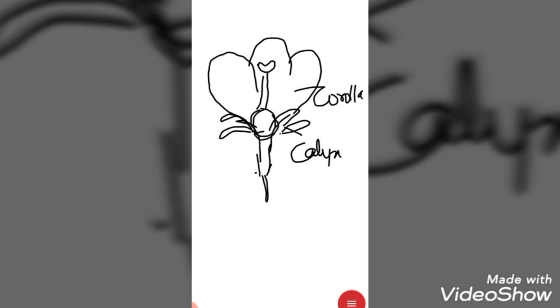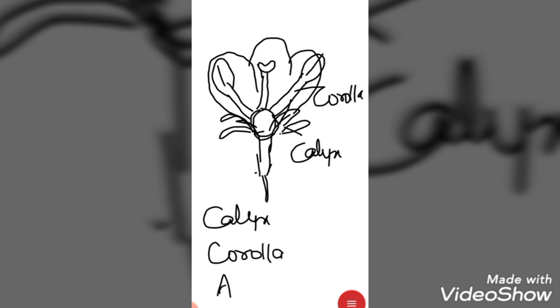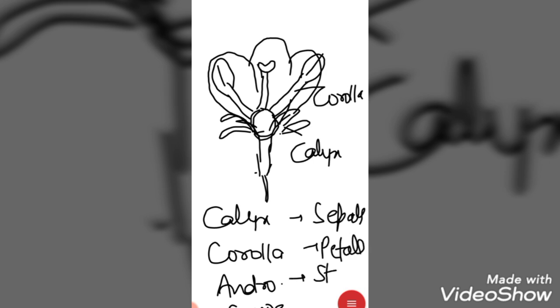There is also the female reproductive part, which is called the gynoecium, and its unit is the carpel. So there will be the gynoecium, or carpel, with style, stigma and ovary, and the male reproductive part, the androecium, whose units are the stamens having the anther and the filament. So these are the four whorls of the flower: the calyx, corolla, androecium and gynoecium. The units are the sepals, the petals, the stamen and the carpel.